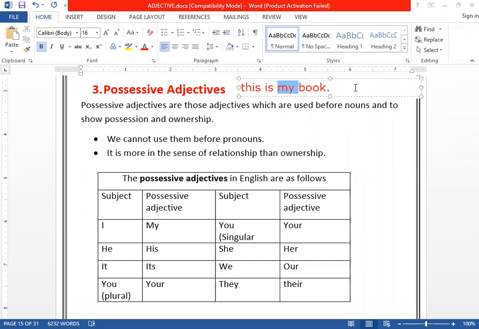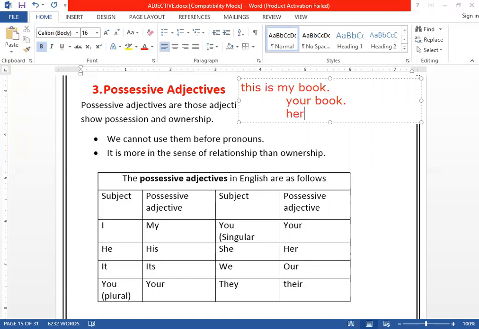It gives more information about book. My gives more information about what? Book. So now this my, again, it shows what? It shows relationship, ownership. It shows here ownership. Whose book? My book. So book is noun. What is book here? Book is noun. And what is my? My is possessive adjective. Like for example, this is your book. Your book. So your is possessive adjective. Her book. Her is possessive adjective. If I say his book, his is possessive adjective.